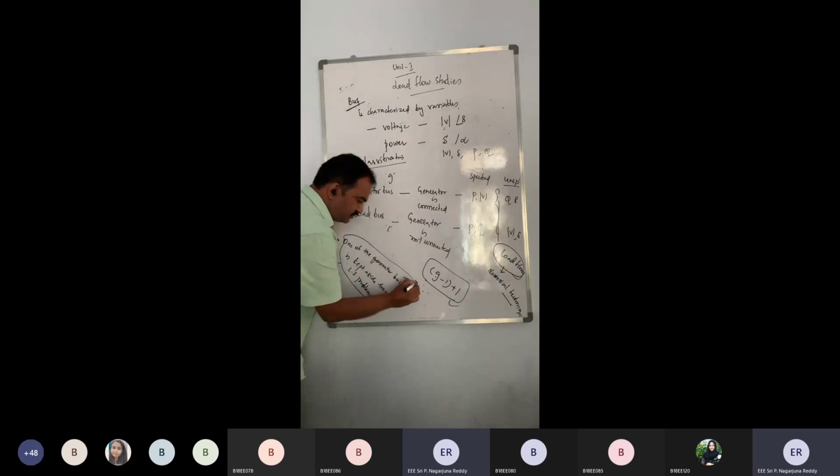And this particular swing bus or slack bus or reference bus. Do you remember these names? Swing bus, slack bus or reference bus.